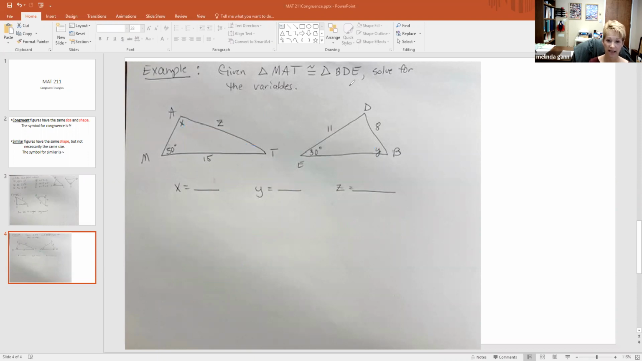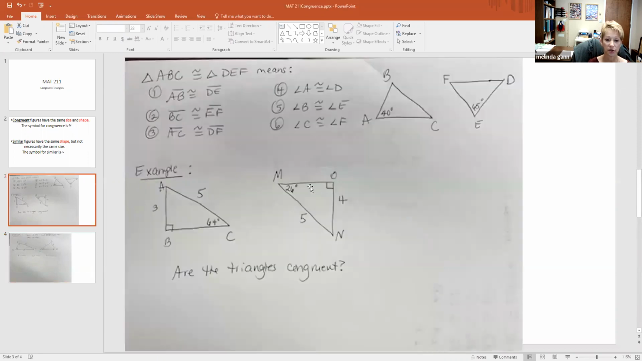So one of the things I expect you to be able to do is, if I give you congruent triangles, I expect you to be able to figure out which angles are the same measure and which sides are the same measure and fill those in. The other thing I expect you to be able to do is, if I give you two triangles and say, are they congruent? You're looking for if all three sides are congruent to all three sides and all three angles are congruent to all three angles.